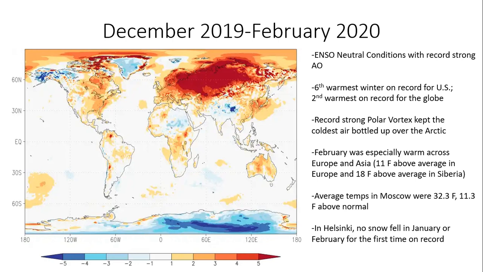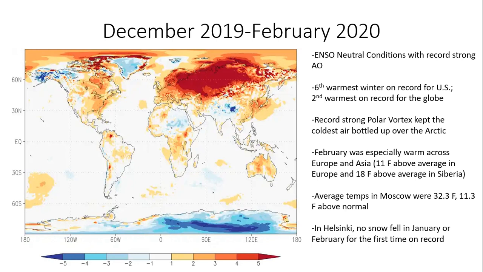A record strong polar vortex. It kept the coldest air bottled up over the Arctic. Extremely positive Arctic oscillation as a result. February was especially warm. Very warm across Europe and Asia. 11 degrees above average in Europe and 18 degrees above average in Siberia.